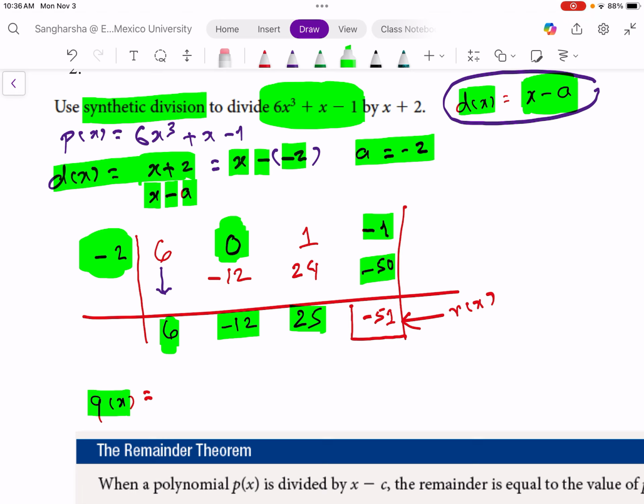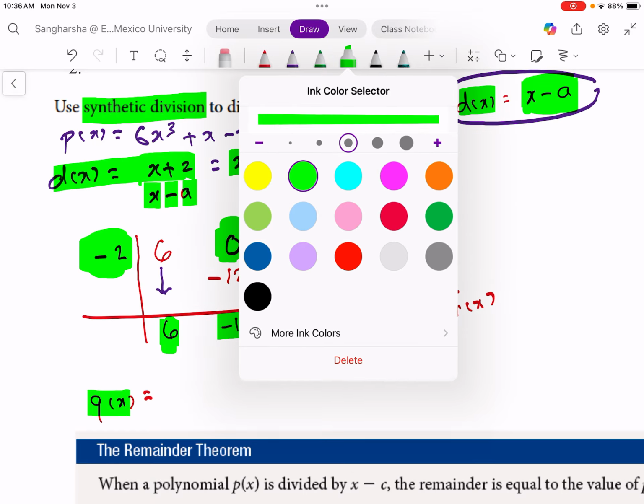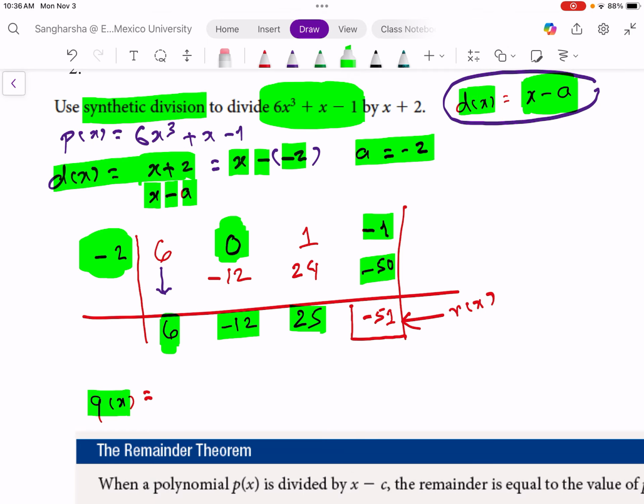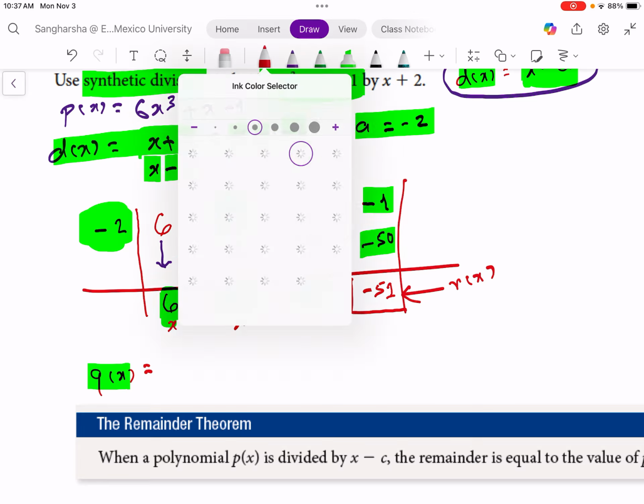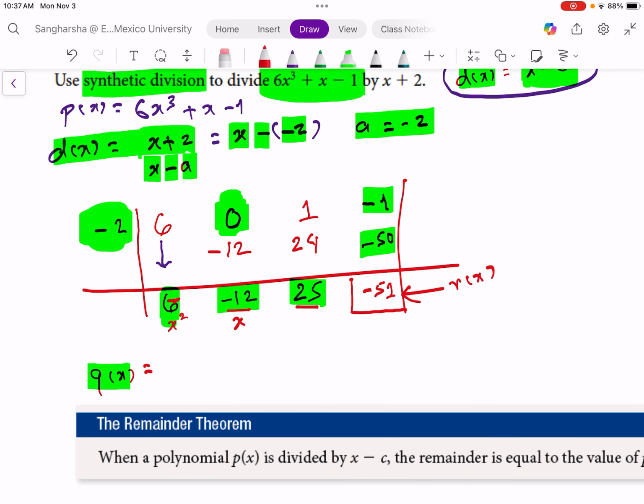If the degree is 2, then we must have an x squared as a leading term. So this 6 is the coefficient of x squared. Then we write down this as the coefficient of x and this will be our constant. So the quotient is 6x squared, negative 12x, positive 25. So this is our Q of x.